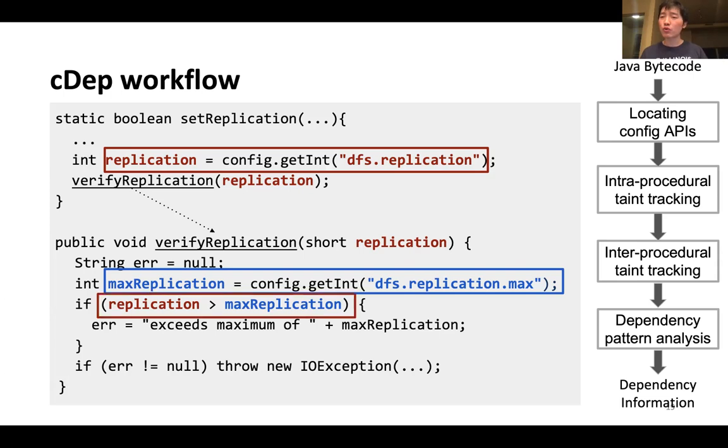And finally, we try to locate the statements that match the code patterns we summarized from the study part. Here we can see this code is comparing the values of two tainted variables, replication and max replication. In that case, we directly output them as a value relationship dependency type.